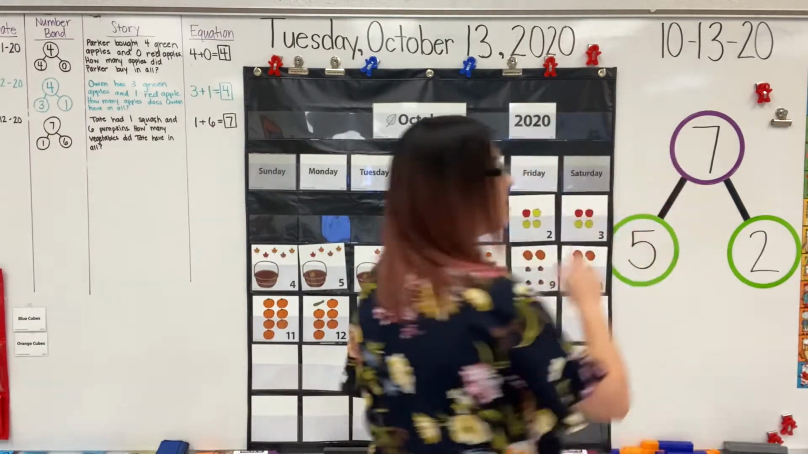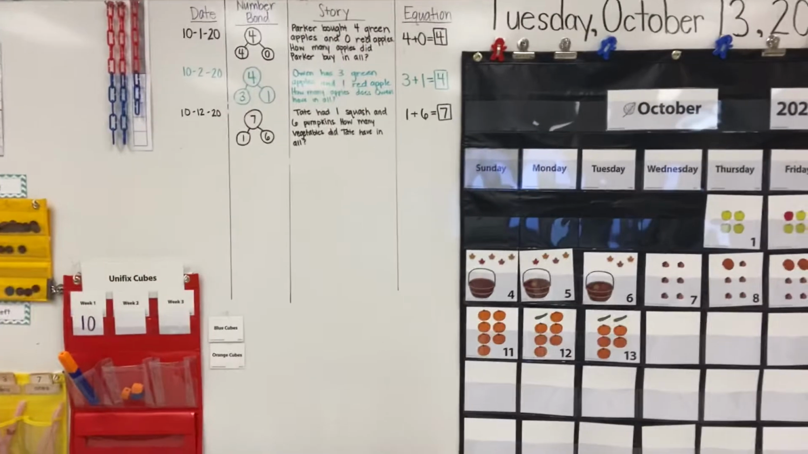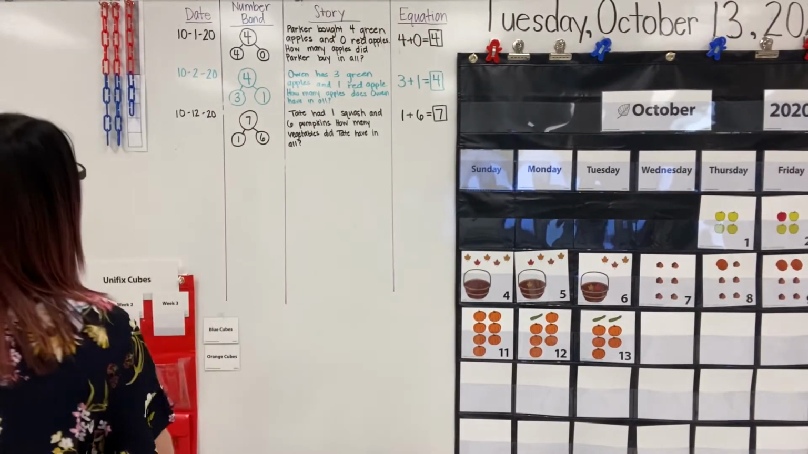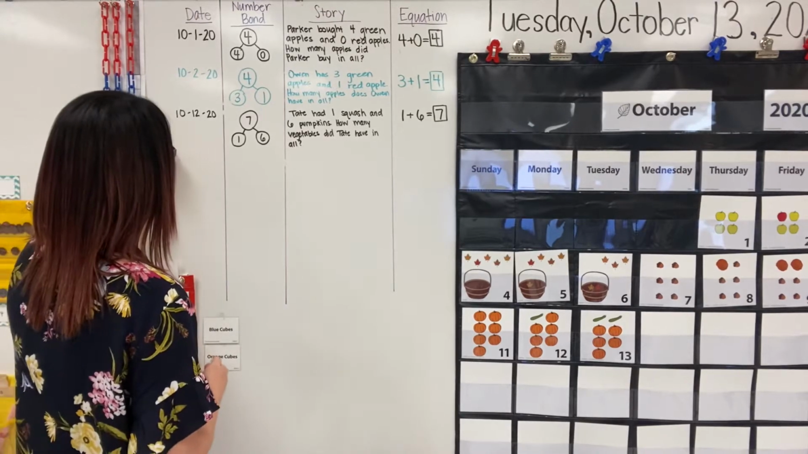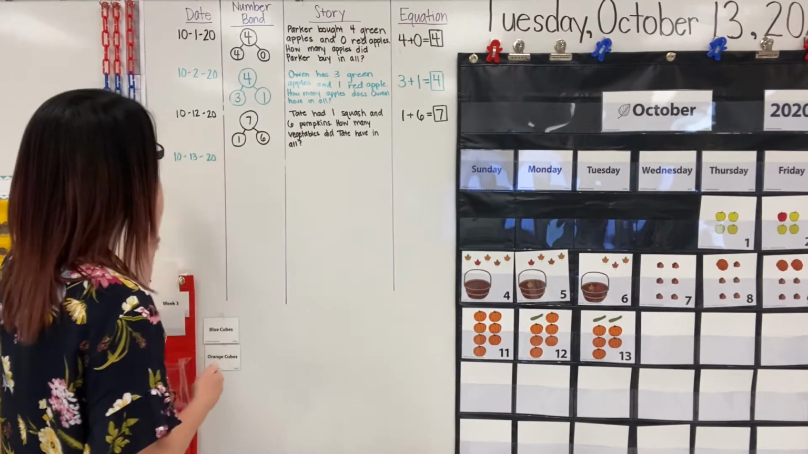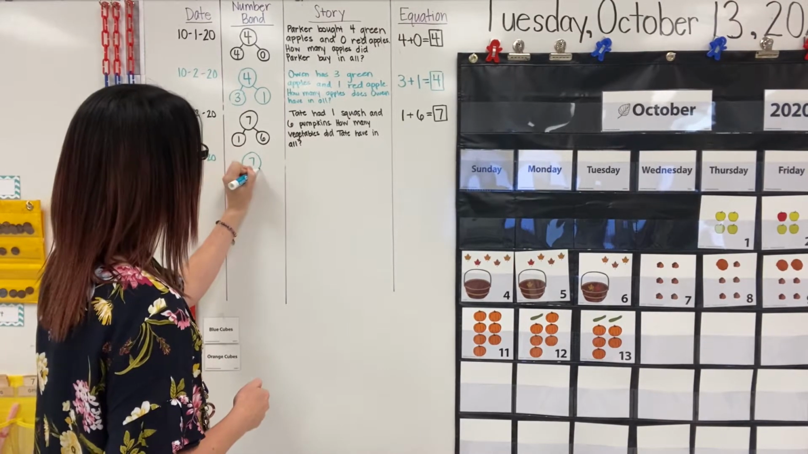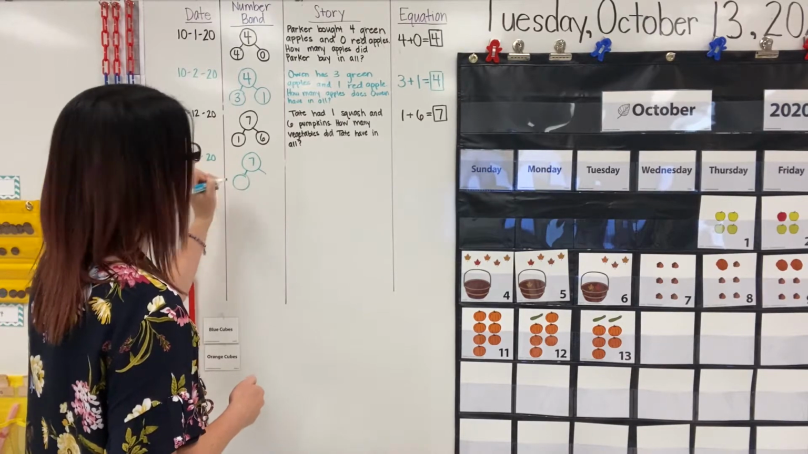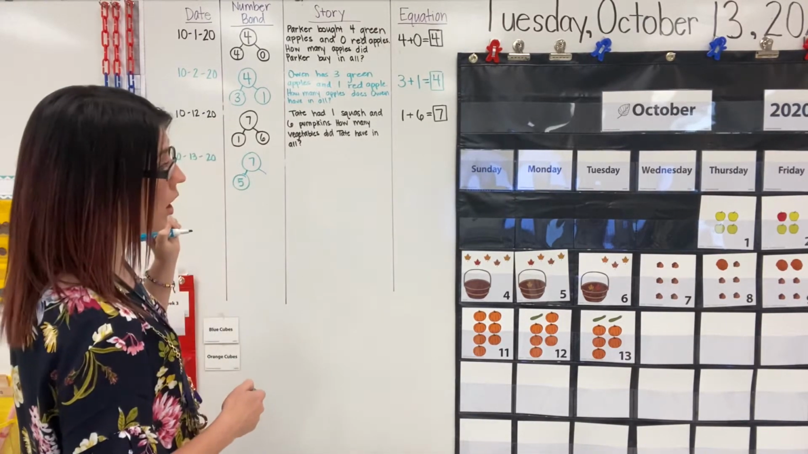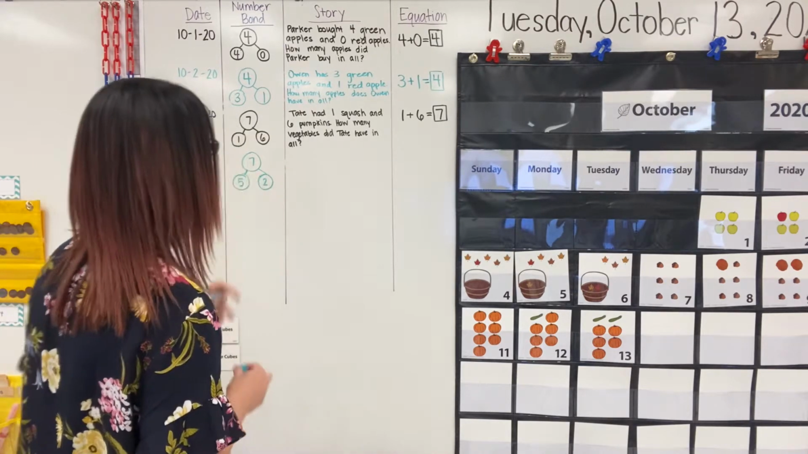Now let's change this into a story, okay? We're going to tell a story about what was on my card today. So first of all, I'm going to go back and I'm going to write today's date, 10-13-20. And I'm going to make our number bond for the day. We had 7 vegetables all together. 5 of them were pumpkins, and 2 of them were squash.